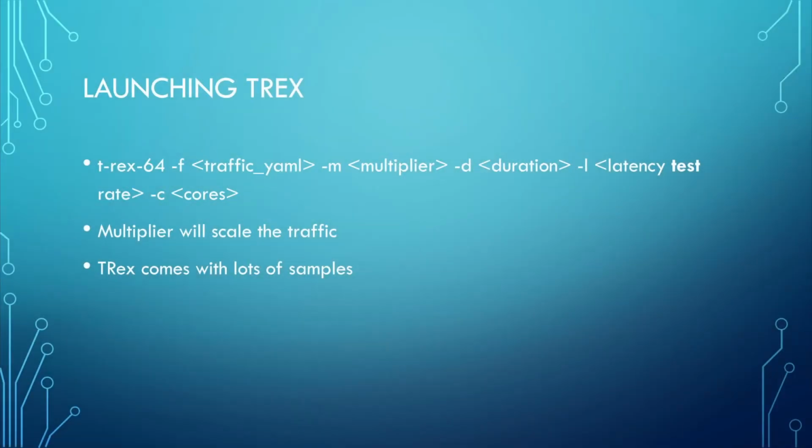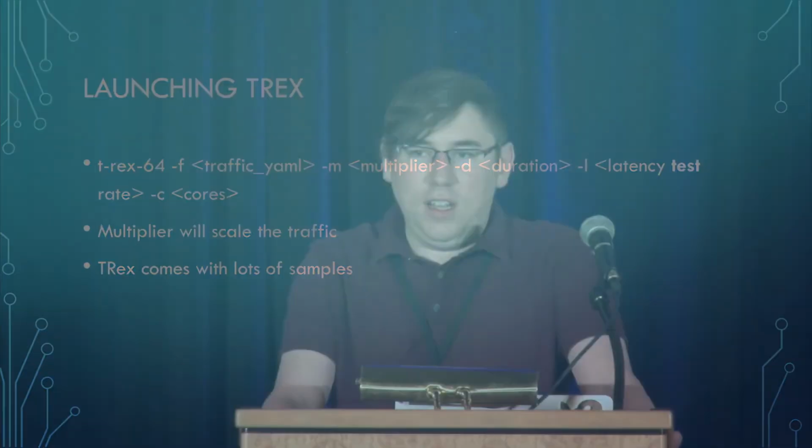And then finally, launching TRex is pretty straightforward once it's all set up. You just give it the traffic profile, a multiplier, a duration, and you tell it whether or not you actually care about latency. And you tell it how many cores you want it to use. Multiplier is the most interesting one here. Cores, mostly if it's not keeping up with how much you're doing, you want more.